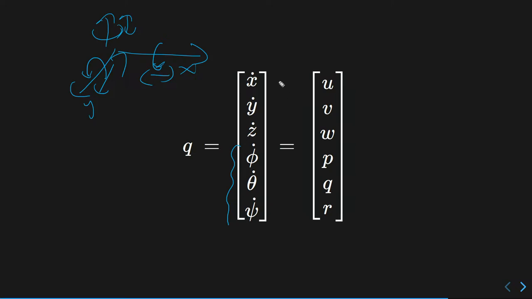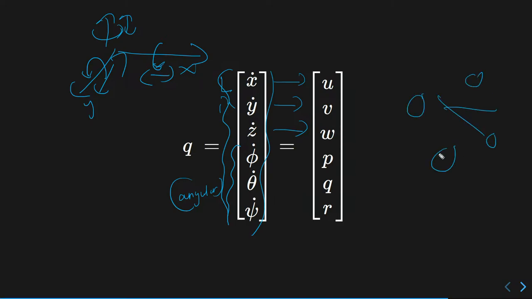And this is the sum. In some textbooks, you'll find x dot is equal to u, y dot is equal to v, z dot is equal to w. These are all linear accelerations, and these are angular. And these are the six ways in which you can move a quadcopter based on four motors. That's the reason why it's called an under-actuated system.